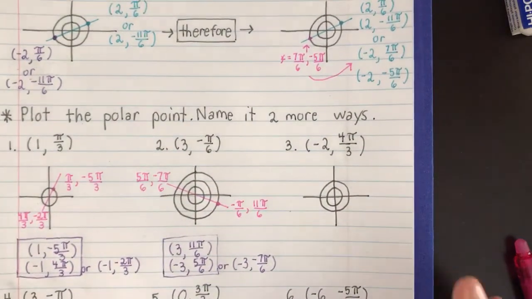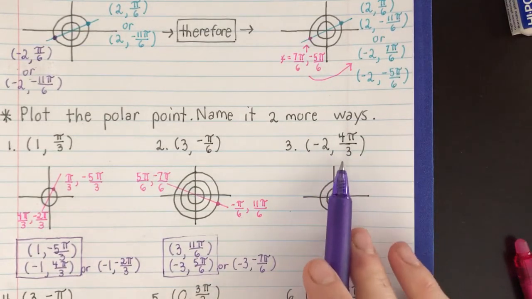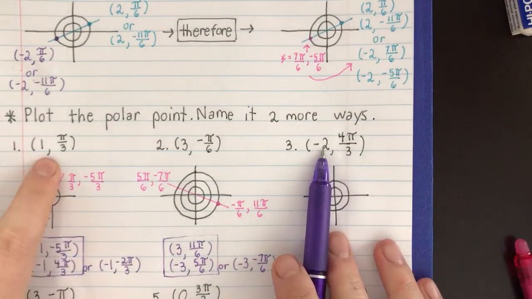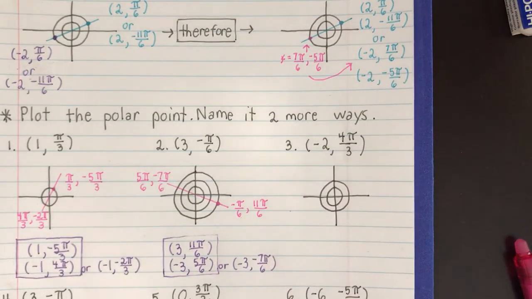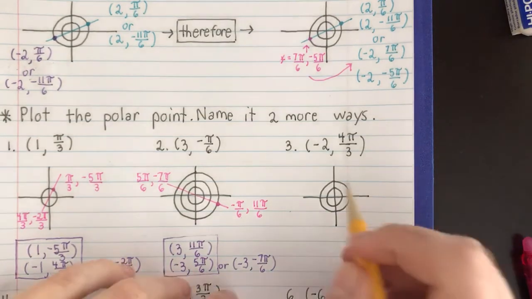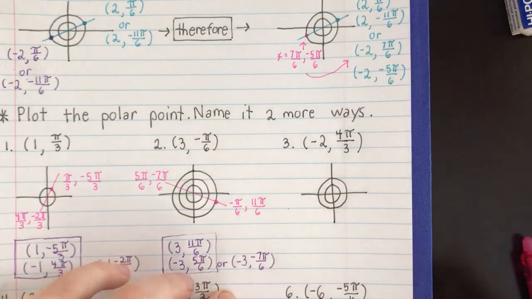Okay, number 3. On number 3, we've got negative 2, 4 pi over 3. So notice this is negative. Okay, so what we need to do is find 4 pi over 3. And I'm just going to draw a light pencil mark. So this is 3 pi over 3, so of course this would be 4 pi over 3. That's 4 pi over 3.